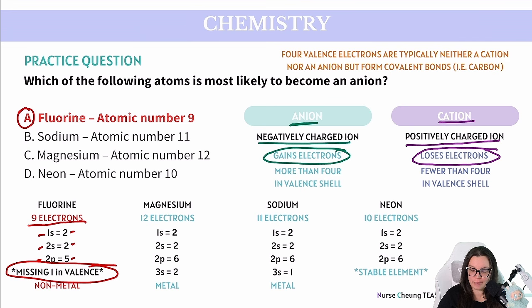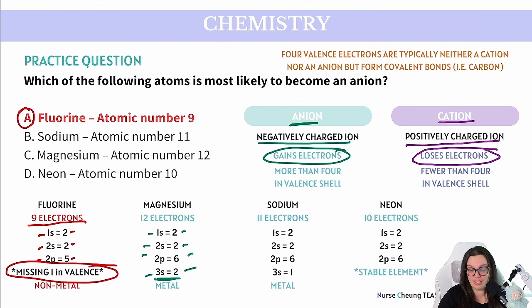Looking at our other options, we have magnesium. So magnesium, we've got 2 in the first, we've got 8 in the second, and then we've got 2 in the third shell. So anytime we see things that are less than 5, typically that means that they can lose those electrons and still be okay. In this case, they only have 2 electrons in its valence shell, so they could absolutely lose that, making it a cation.